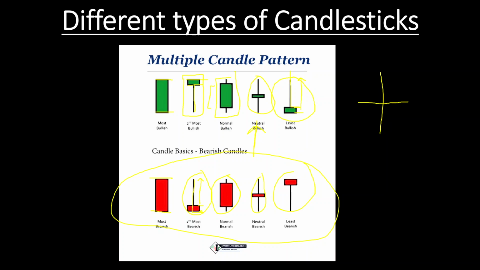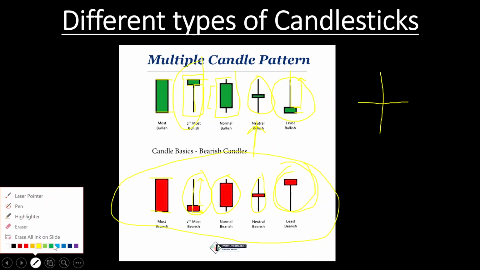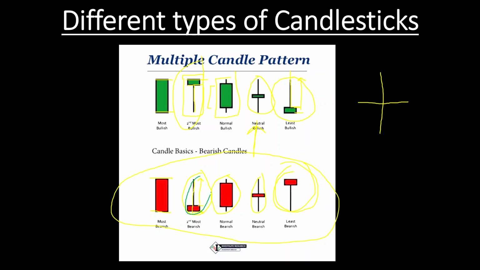This candlestick right here and this candlestick right here are pretty much exactly the same. They tell the same story. Even though one is green and one is red, they both show buying pressure. And these two candlesticks here are the same as well. Even though one's green and one's red, they both represent selling pressure.